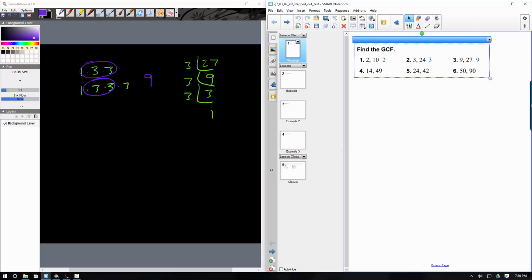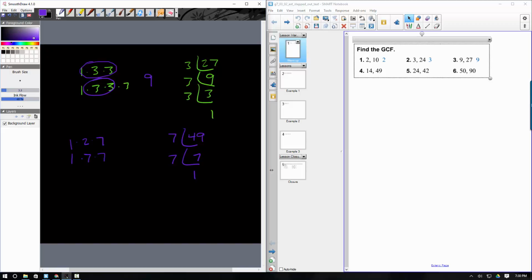When I do 14 and 49, I'm going to have 2 and 7 will be my 14. And then for 49, I can take out 7. I get a 7 and a 1. So this would be a 1 times 7 times 7. So therefore my greatest common factor here is 7. For 24 and 42, when I do that, I get 6. And then finally I get 10 for 50 and 90.